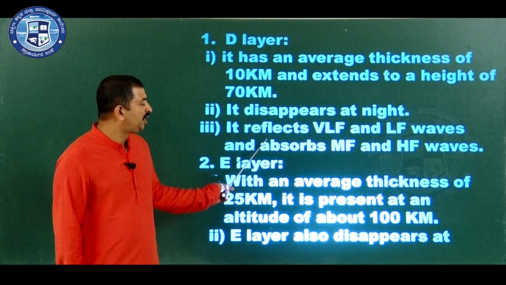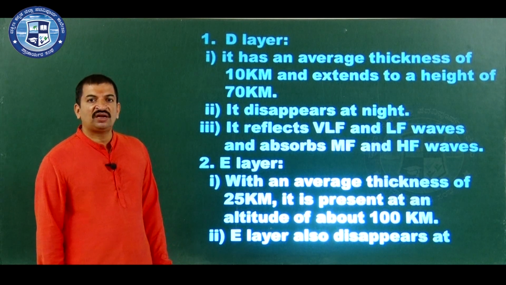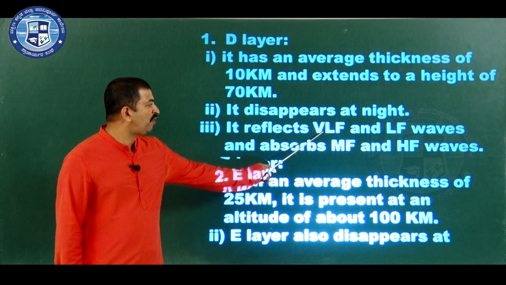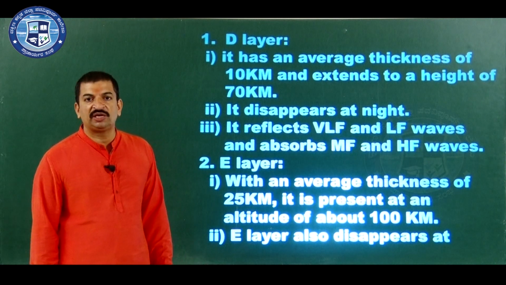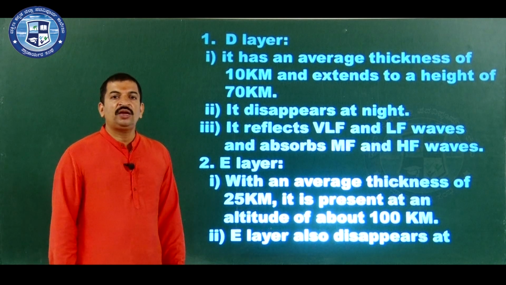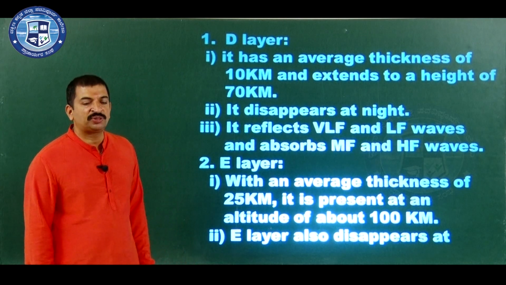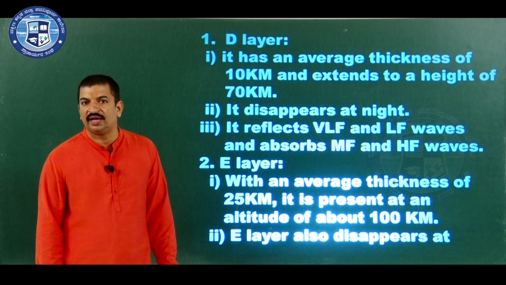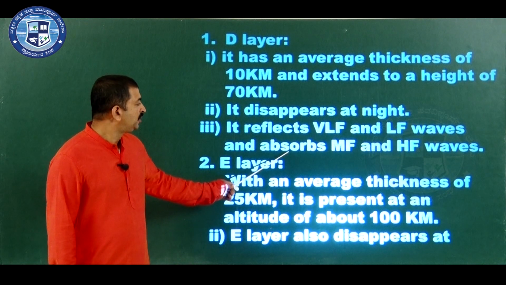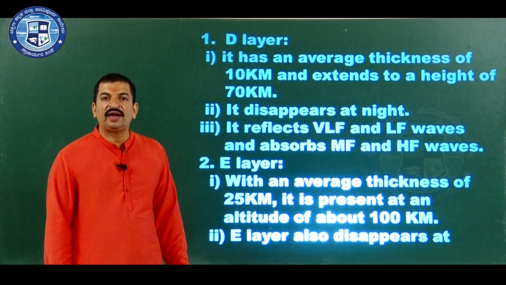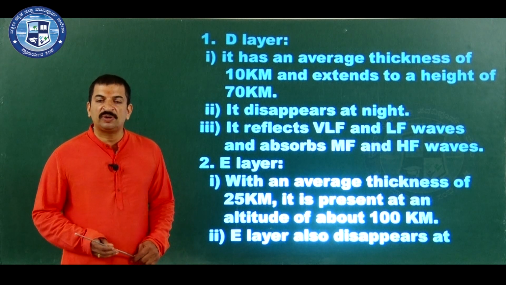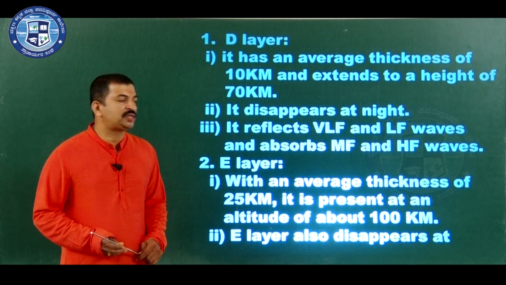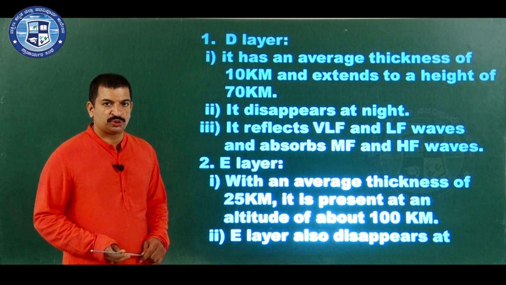Now, the D layer is one of the important reflecting media for very low frequency and low frequency waves. The very low frequency and low frequency waves get reflected back to earth from the D layer, and it absorbs the MF and HF waves. It is a transparent medium for medium frequency and high frequency waves.